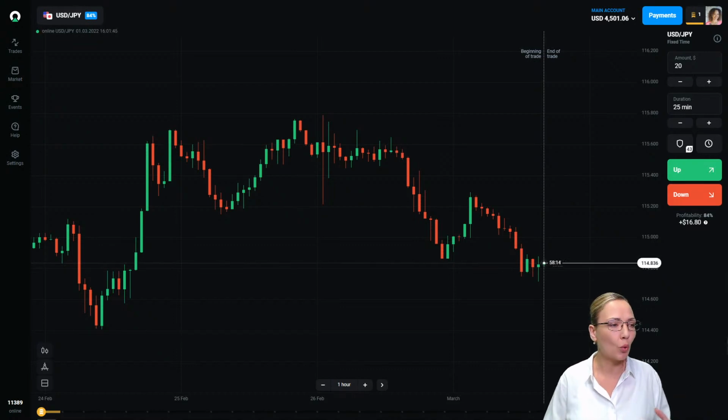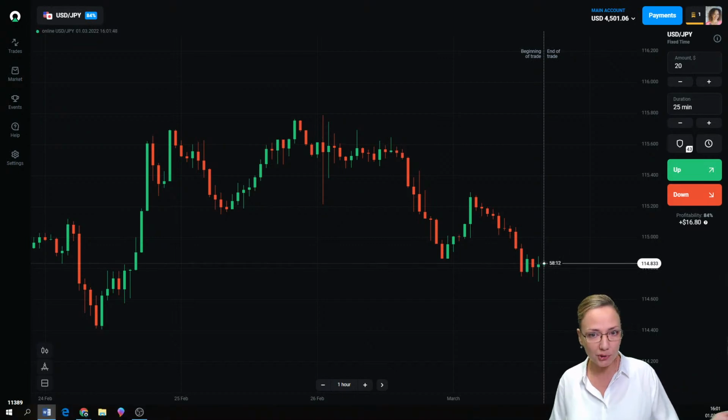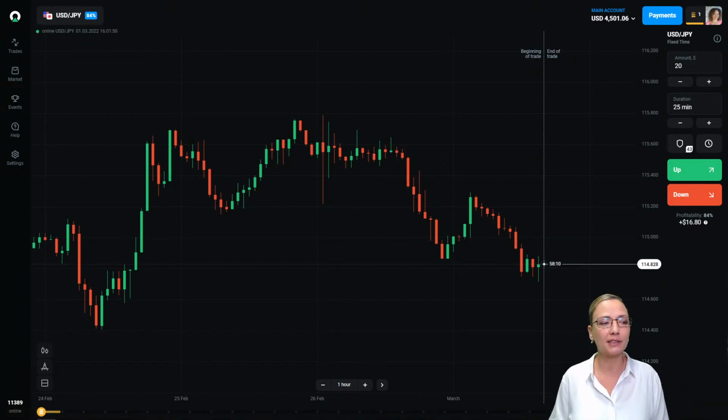We are also going to change the chart type to Heikin-Ashi, so that we can better see the trend direction and the price movement. I'm not going to get too much into the Heikin-Ashi candles today. I'm going to go over the strategy.